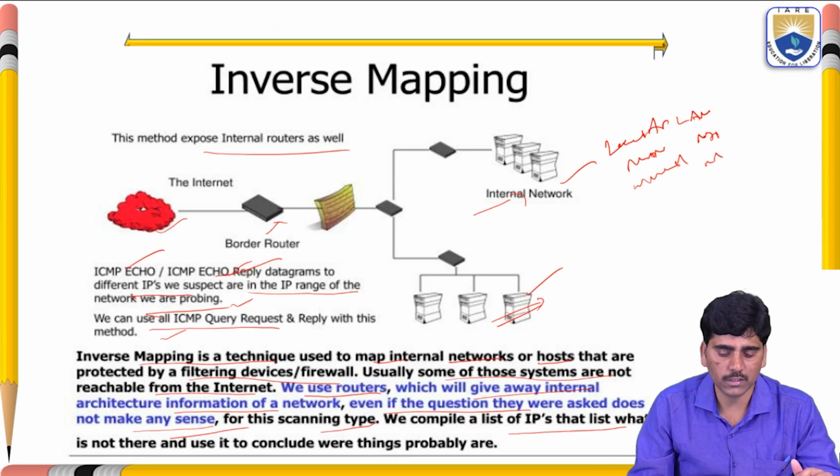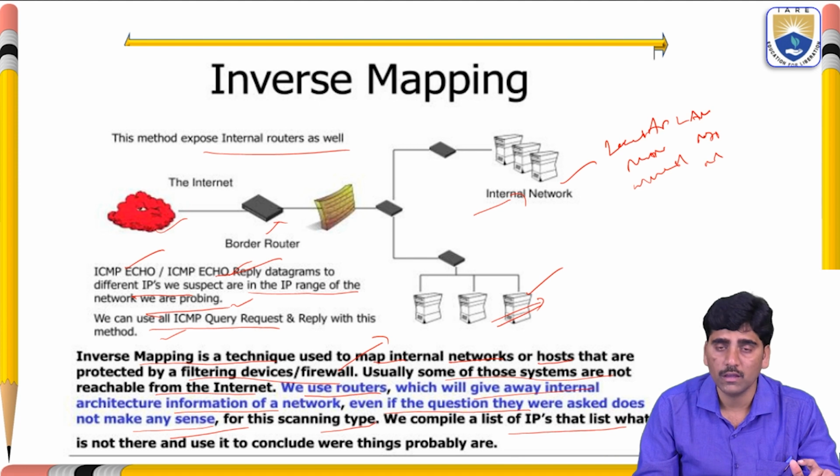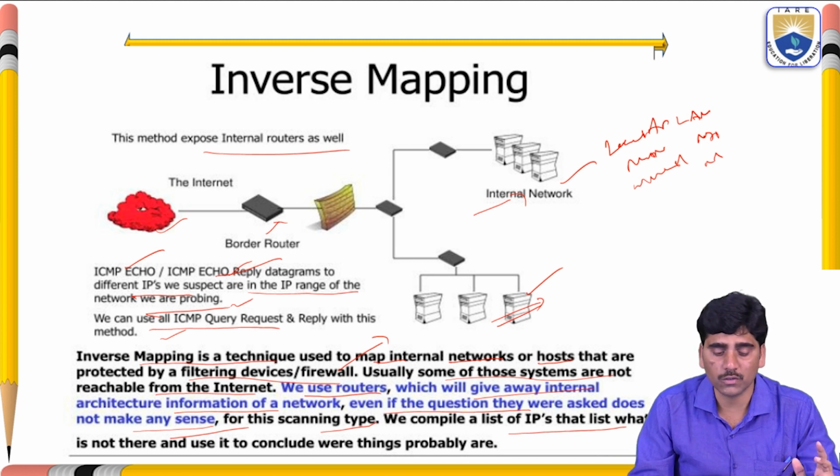In this figure we can also see that inverse mapping is a technique used to map internal networks or hosts that are protected by a filtering device like firewalls. Other than firewalls, we can use different types of security software also. So that is about the inverse mapping technique. ICMP route redirect messages and the router discovery protocol are very important points that we have to remember in order to display the router discovery messages.